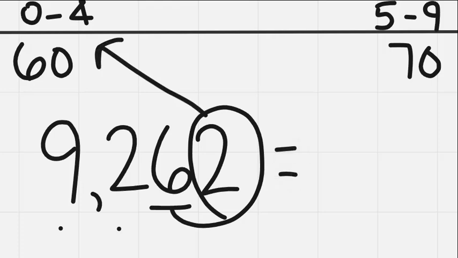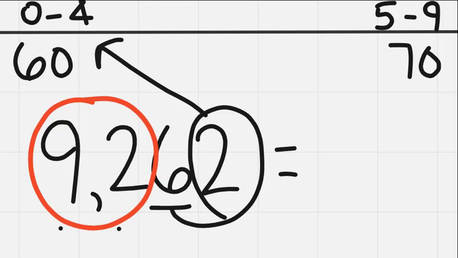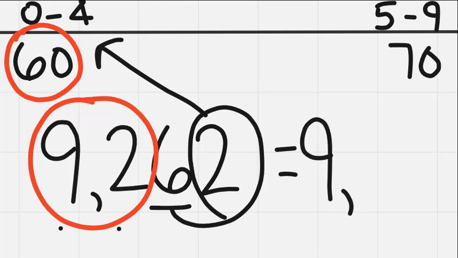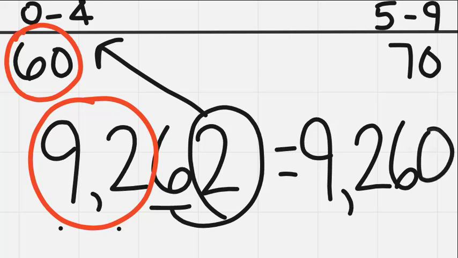So 9,262, when we round it, we'll write the 9 and the 2, and then we'll write 60. We copy the 9 and the 2 for 9,200, and then we write 60 because 2 tells 62 to round down to 60. Be sure to check your work.